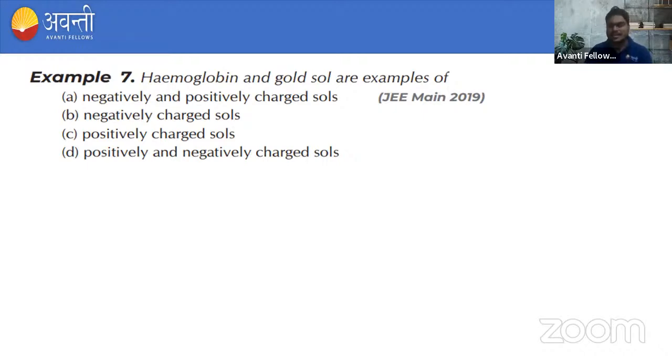Hemoglobin and gold sol are the example of. Anyone want to say anything related to this question? Hemoglobin and gold sol are the example of. I'll give you 10 seconds. जल्दी जल्दी reply करो.